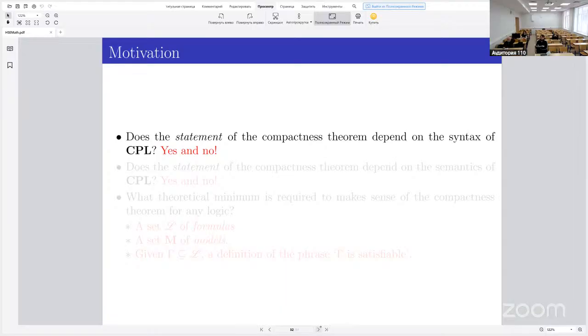Excuse me. Yes. What does CPL refer to? Sorry? CPL. This is classical propositional logic. Classical predicate logic. Oh, okay.